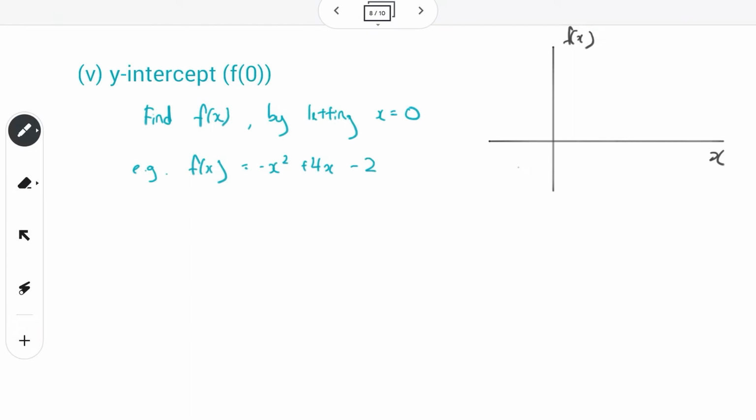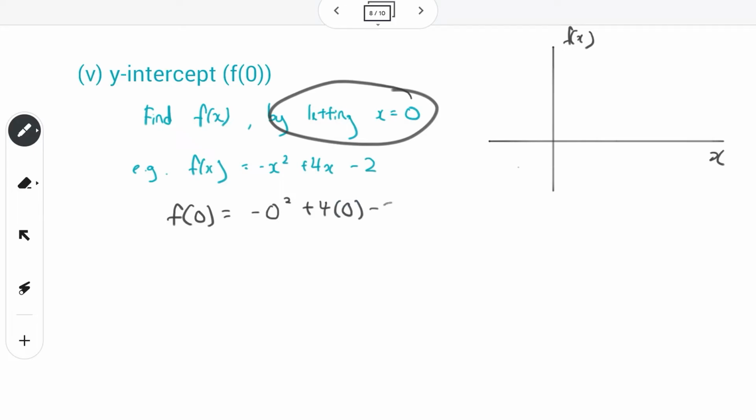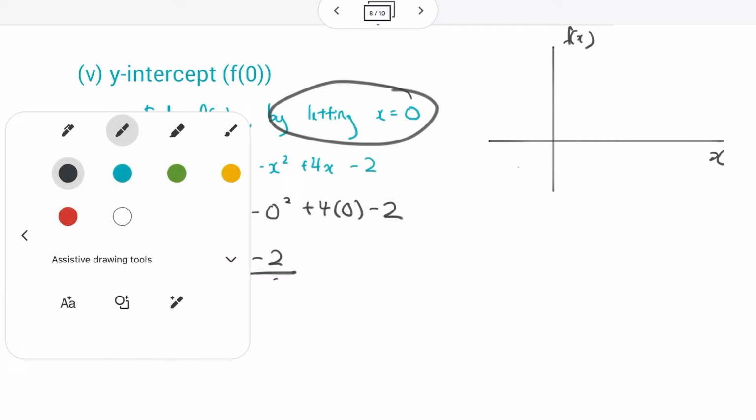The final step is the simplest one of all. We want to look for the y-intercept, which is essentially the point at which the graph intersects the y-axis. And therefore, this is the point at which x equals 0. So it's very simple. All we have to do is let x equal 0. And we're left with -2. And therefore, we know that our y-intercept is -2. It will be somewhere here.